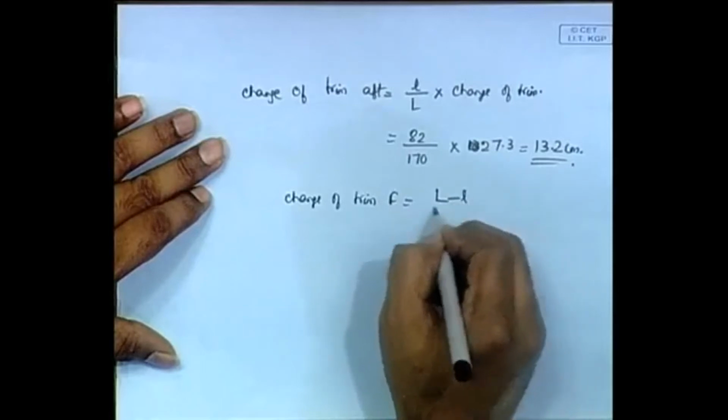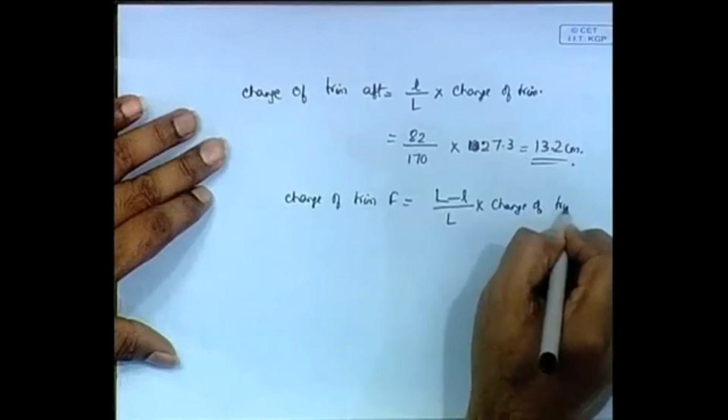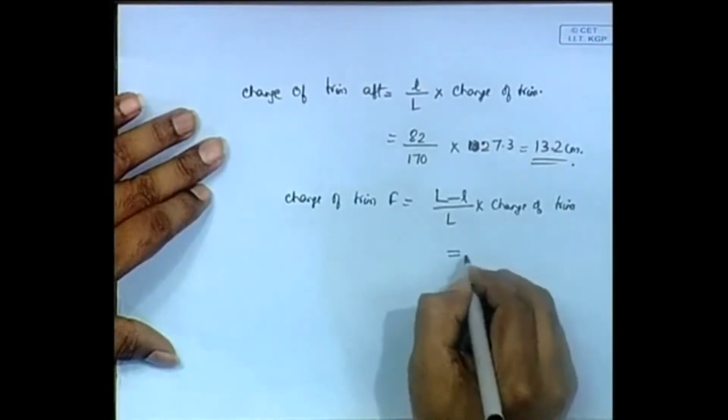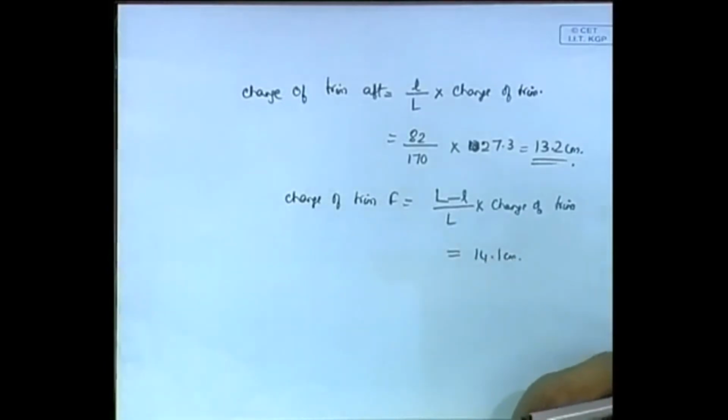and the change of trim forward will be L minus l by L into change of trim. That will come to something like 14.1 centimeter. Now all you do is, if you add to the initial drafts, you add the parallel sinkage. In this case, parallel sinkage, it is sinkage because the density has decreased, so it is sinkage.